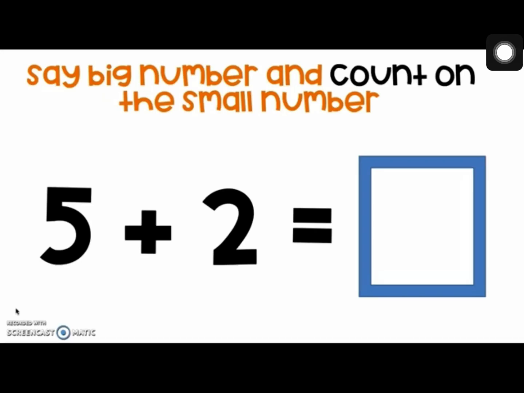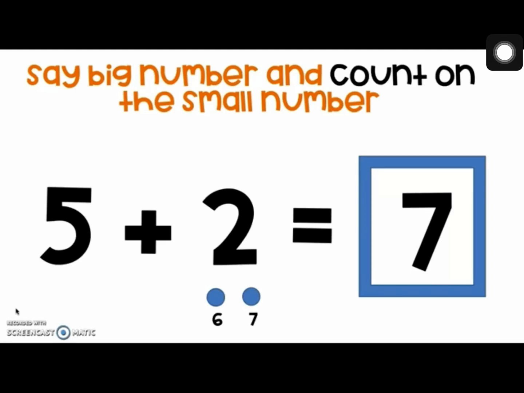Now there's a couple ways you can do counting on. If I know that 2 is the number I'm going to count on, I can put 2 little dots underneath it. That will help me count on. So I can say 5, and when I tap on the dots, I'm going to count on. I'll count up. So here we go. Let me show you. 5, 6, 7. Now I know the answer is 5 plus 2 equals 7. See how I counted on that small number?